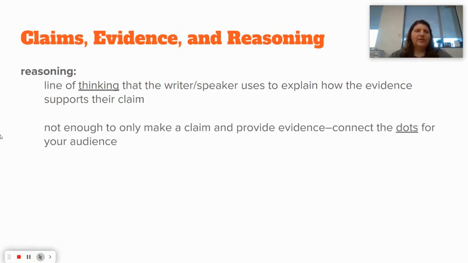All right, let's talk about reasoning. Reasoning is the line of thinking that the writer or speaker uses to explain how the evidence supports their claim. It is not enough to only make a claim and then provide the evidence and just let the audience figure it out. You have to connect the dots for your audience. So in order to do that, you need to provide your line of reasoning or your line of thinking for how you got from the evidence to your claim.